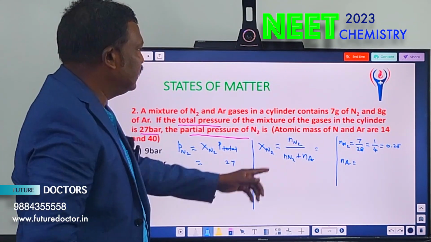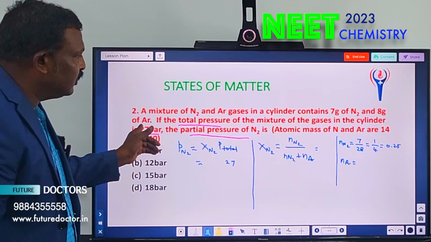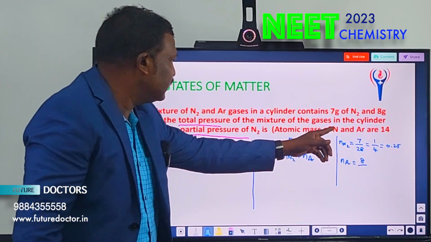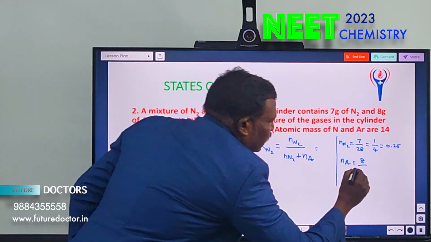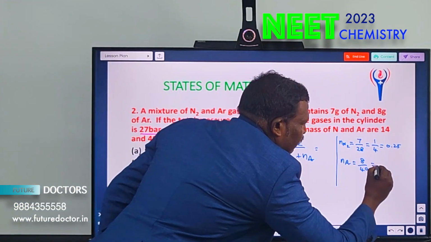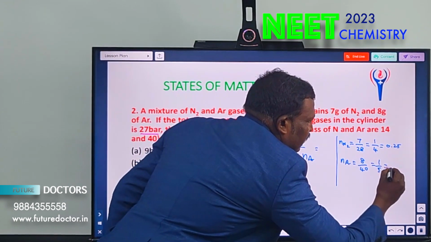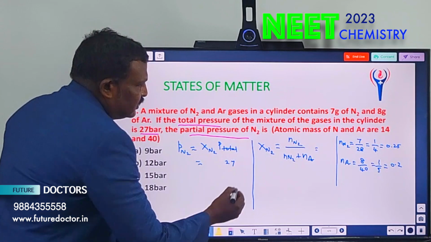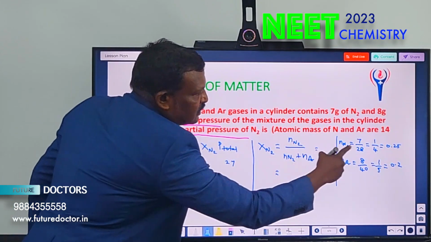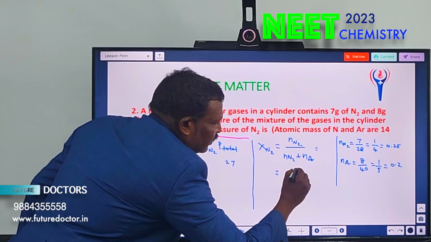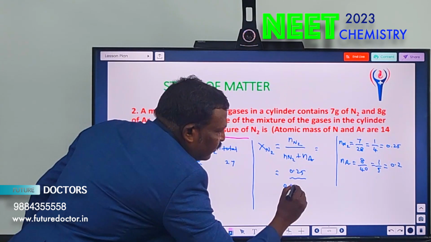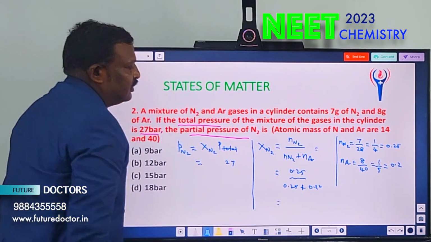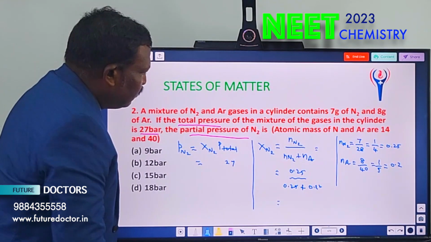Same thing for the number of moles of argon. 8 gram, and its molar mass, 40, is given. So 8 by 40, which is equal to 1 by 5, which is equal to 0.2. Now you can substitute here. Number of moles of nitrogen, 0.25, by 0.25 plus 0.2.